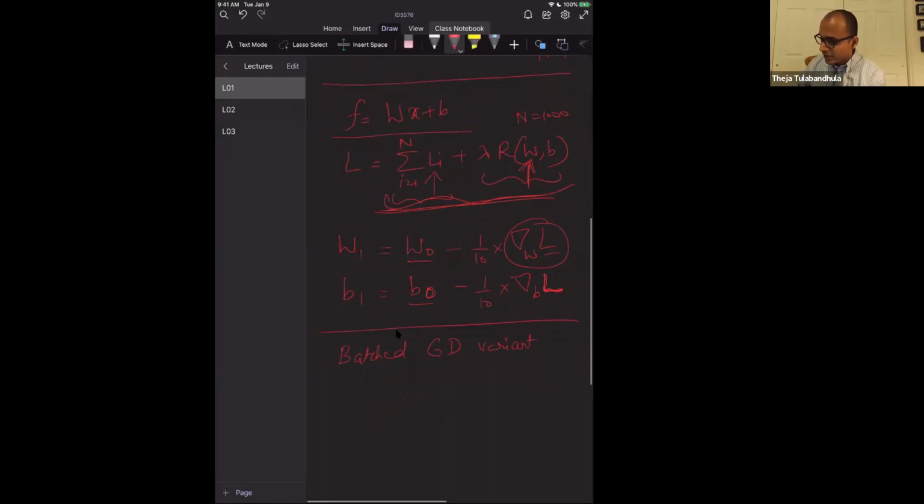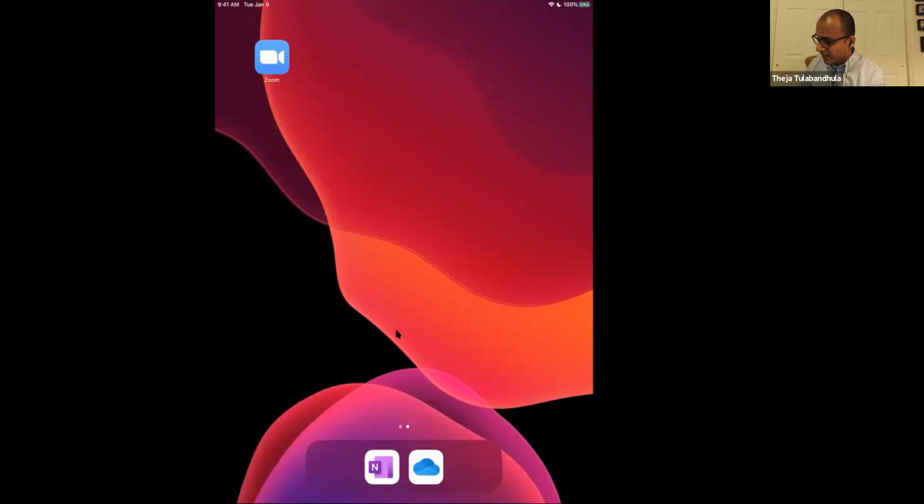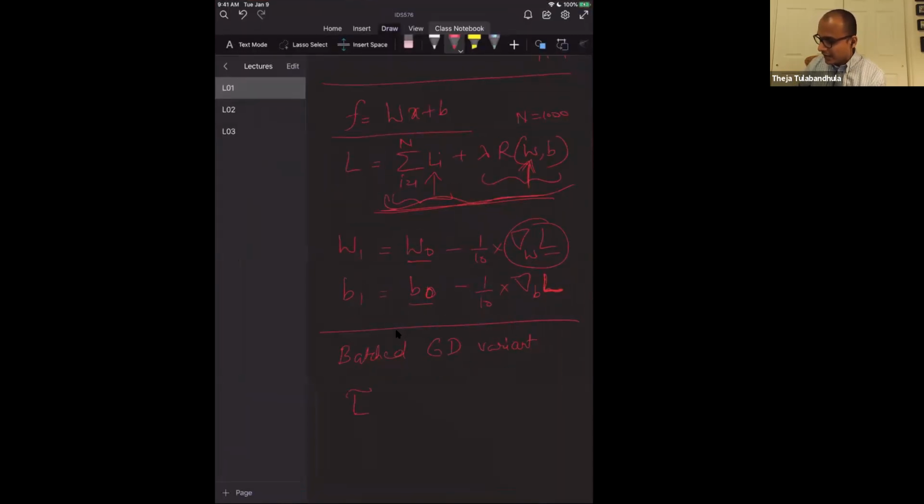In the batched version, what you do is you just say, I'm going to approximate L by L tilde, which is just going to be some 256 examples, the sum over i equal to 1 to 256 of Li. Let me just use j, because these are not exactly the first 256, but could be any 256 numbers. Plus the same regularization term, because it doesn't depend on data. And I'm going to use the same update rule, minus 1 by 10 times the gradient of L tilde with respect to W. That's all.